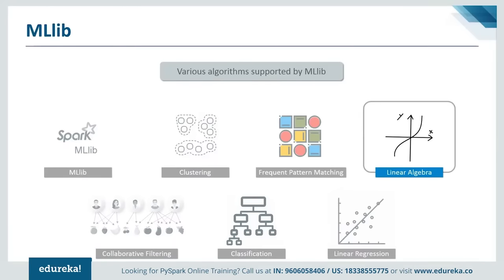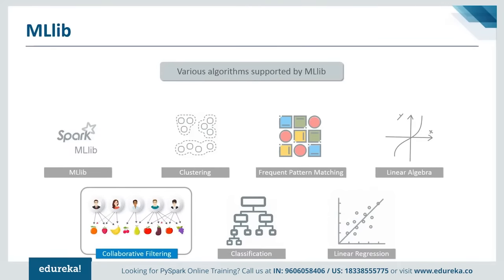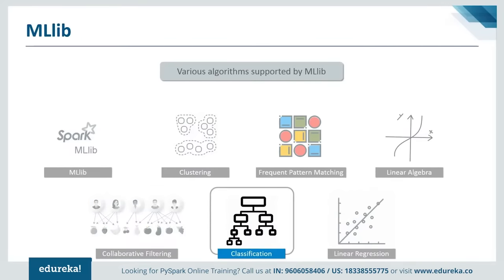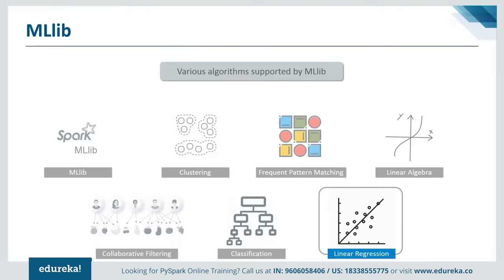We have the linear algebra. This algorithm supports PySpark MLlib utilities for linear algebra. We have collaborative filtering. We have classification. For binary classification, various methods are available in spark.mllib packages, such as multi-class classification, as well as regression analysis. In classification, some of the most popular algorithms used are naive Bayes, random forest, decision tree, and so much more. And finally, we have linear regression. Basically, linear regression comes from the family of regression algorithms. To find relationships and dependencies between variables is the main goal of regression.